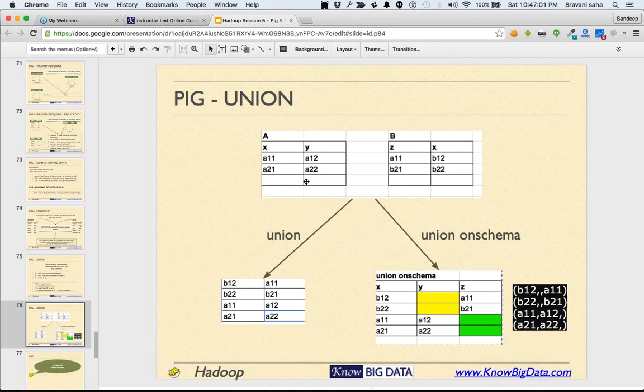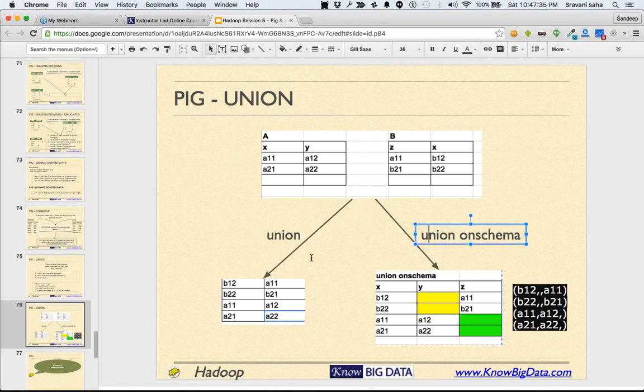Let's say you have data sets A and B. You are simply saying union. So what would happen is all the records of B and A will be concatenated. You can see B12, A12, and B22 and B21. You can see those records, and then A21, whatever. So there is no predictability in what order they will come.